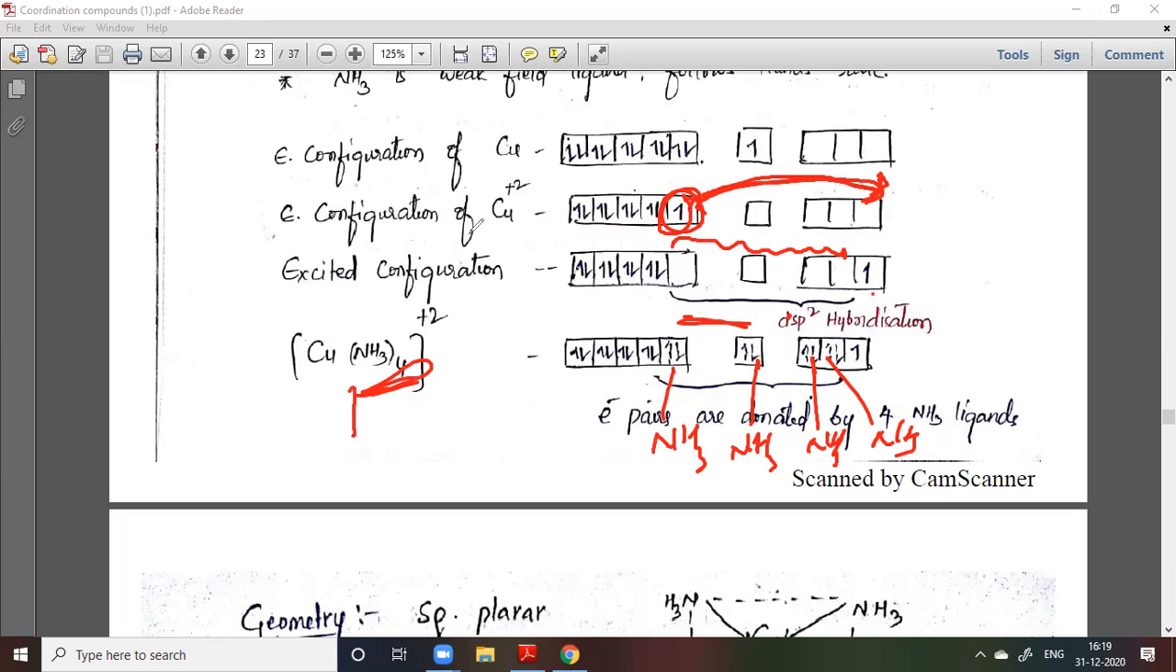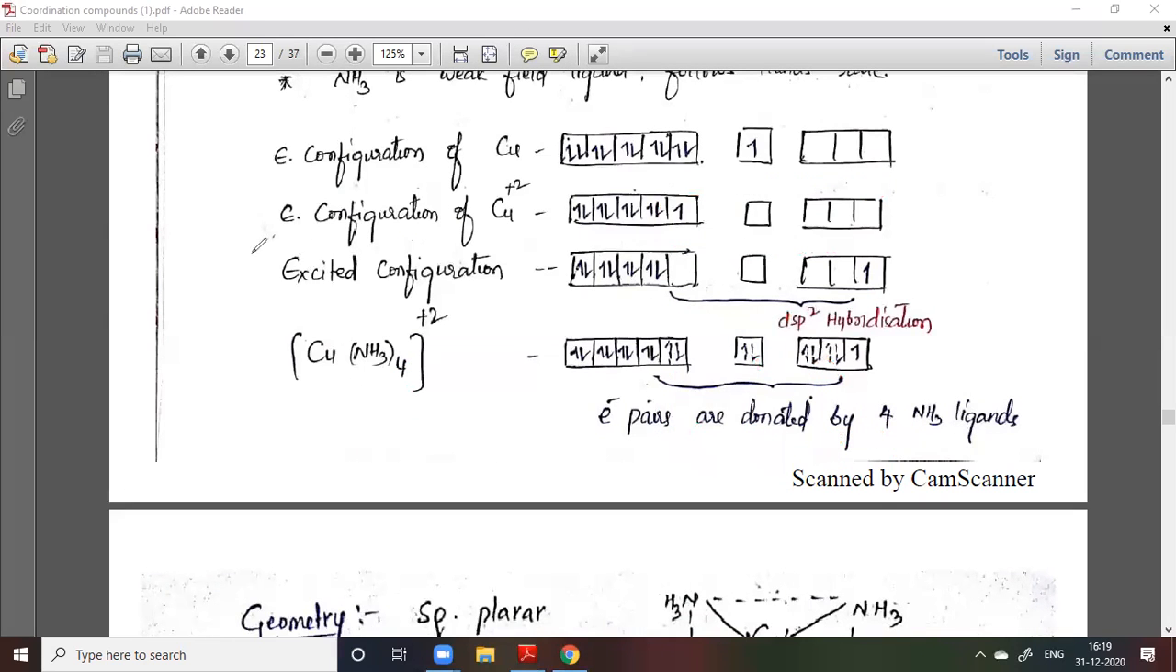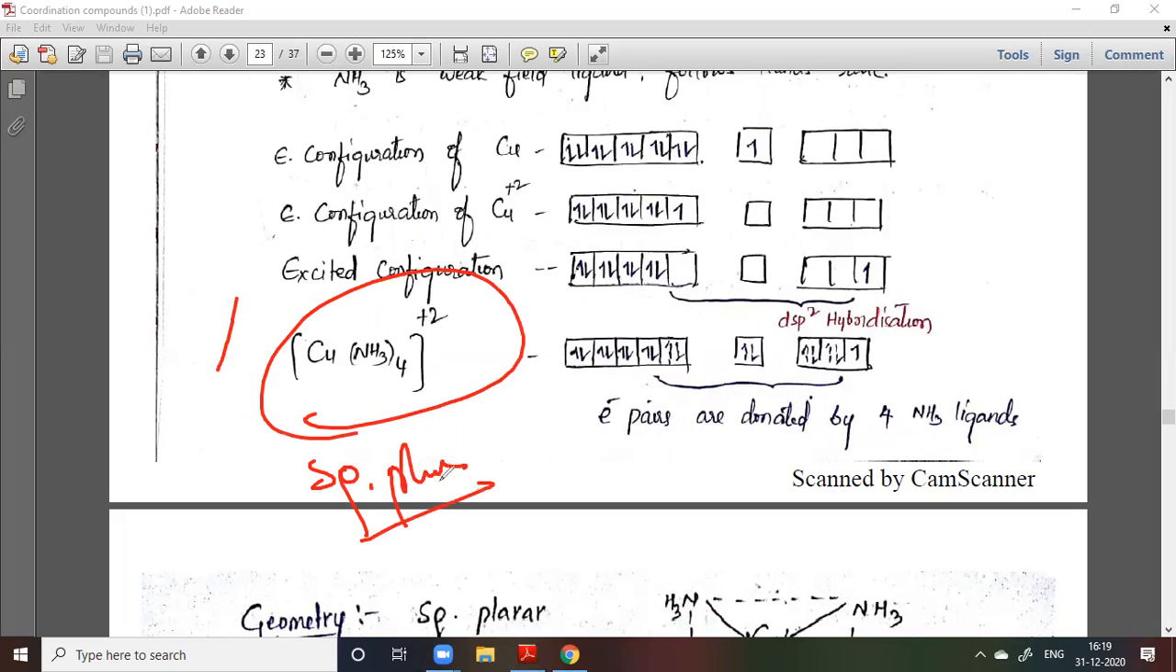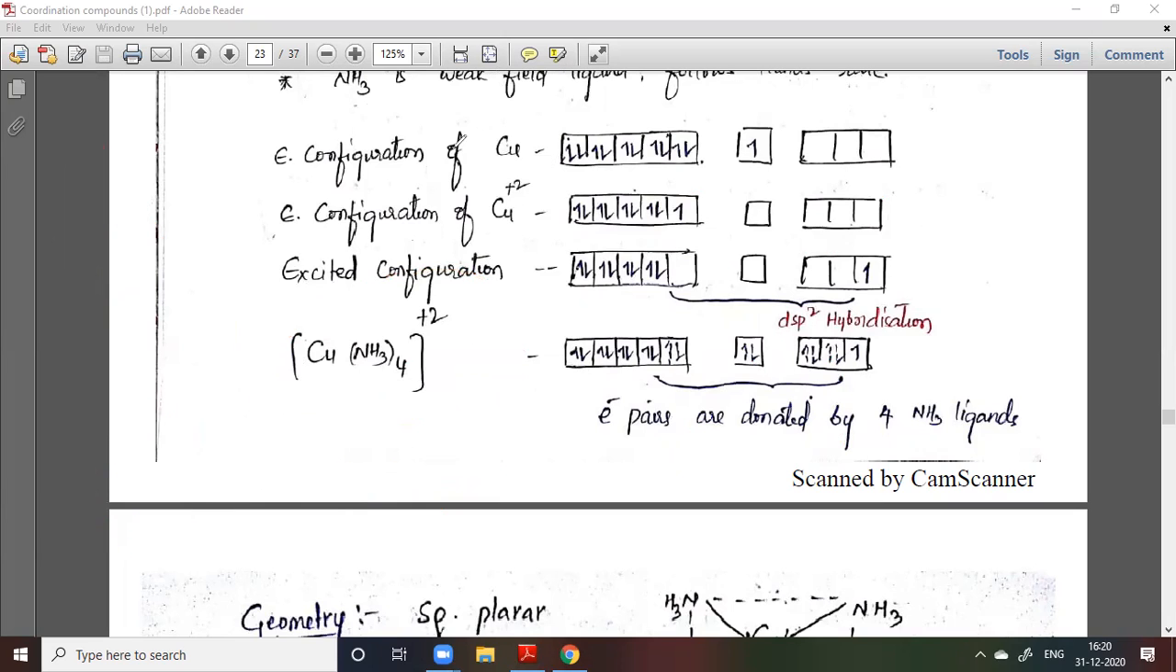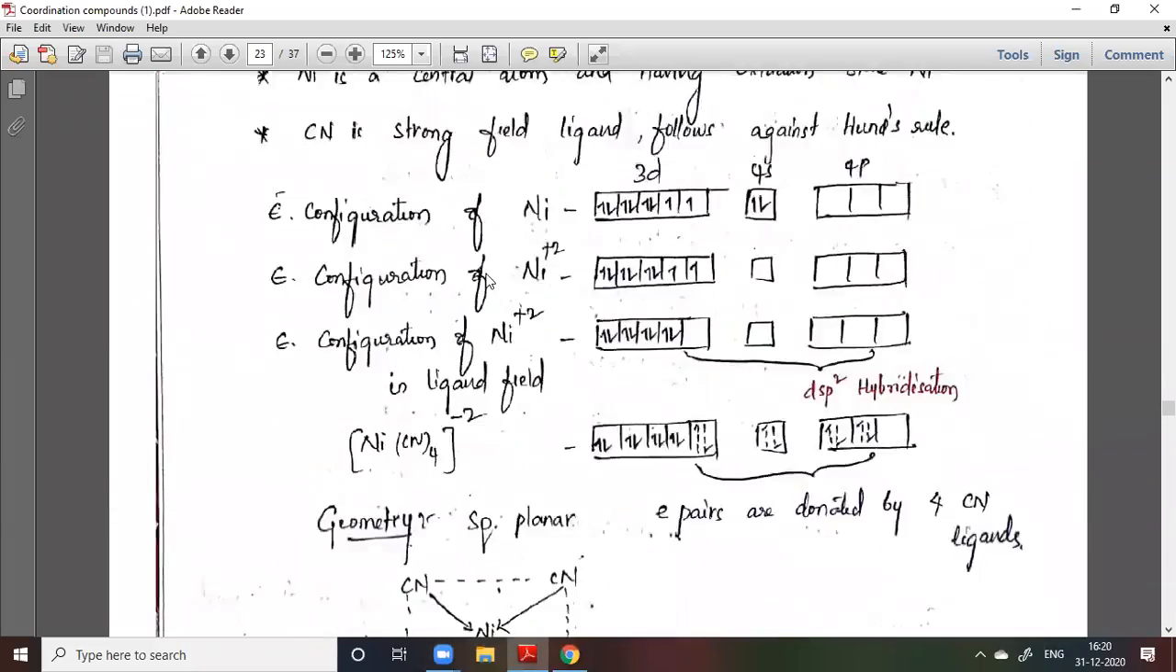But now you should know one thing here. This particular complex Cu(NH3)4, it is definitely a square planar geometry, and actually మనం ప్రాక్టికల్ గా కాకుండా థియరిటికల్ గా if we calculate, it is showing that it is sp3, that is a tetrahedral, but it is incorrect. It will always show the square planar geometry with dsp2 hybridization. That you have to remember these things. So remember this. These are the examples for the square planar geometry.